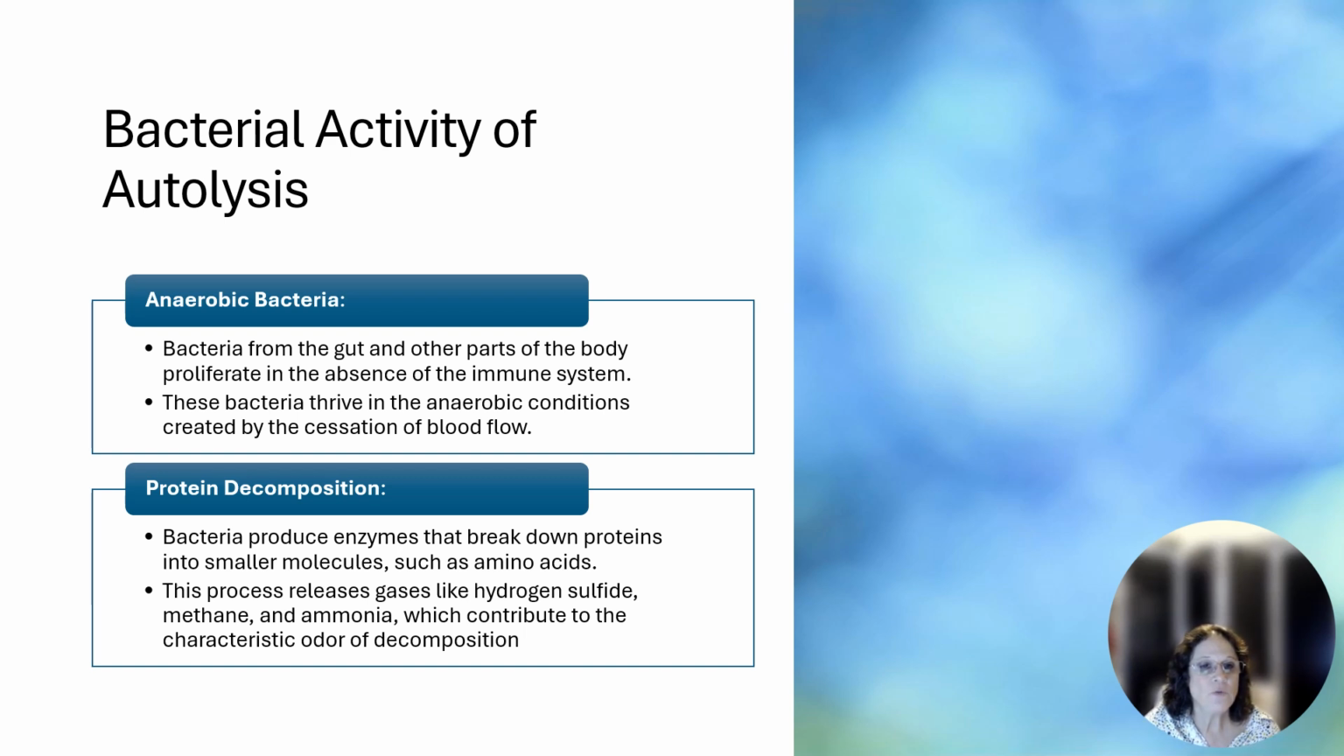Anaerobic bacteria are also involved with the process of cellular breakdown, or autolysis. Bacteria from the gut and other parts of the body start to grow because we don't have an immune system to fight them off. So the bacteria now thrive in these anaerobic conditions that get created by our lack of blood flow, because we're dead. In protein decomposition, the bacteria produce enzymes that break down proteins into smaller molecules like amino acids, and that process releases gases like hydrogen sulfide, methane, and ammonia, all of which contribute to that characteristic odor that we smell for a decomposing body.